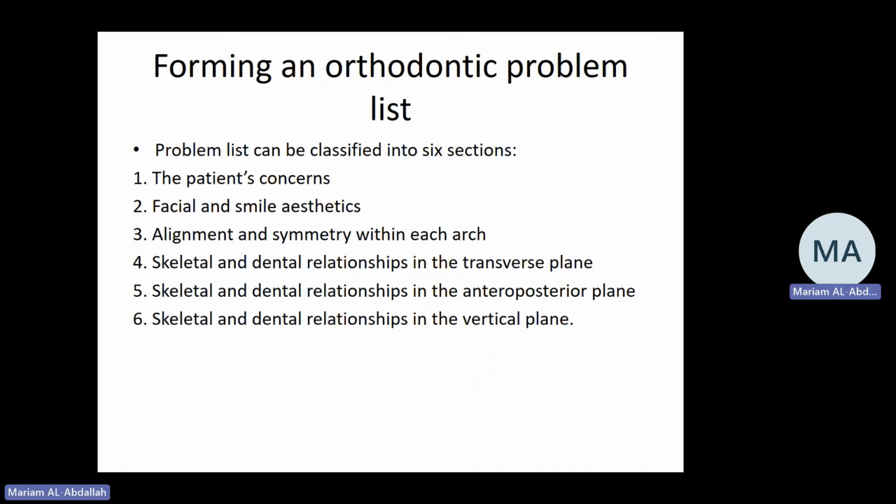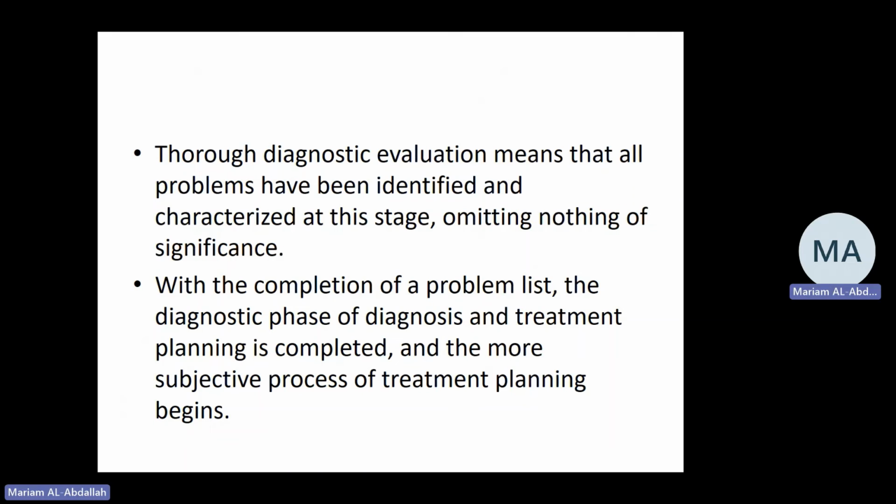Now, this is the modified problem list based on the chapter that I gave you, starting with the patient's concerns, facial and smile aesthetics, alignment and symmetry within each arch, and then the skeletal and dental relationship in the transverse, anterior posterior, and vertical planes. Now, as we said, the problem list should include everything that deviates from normal. I don't mention the normal, but anything that deviates from the normal should be mentioned in my problem list.